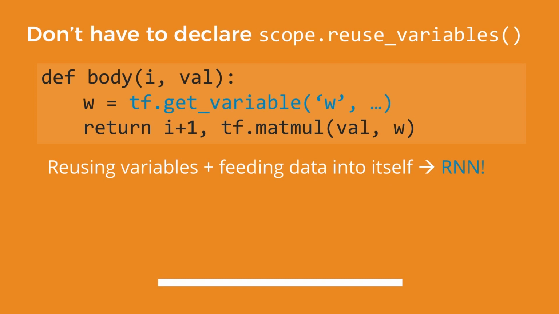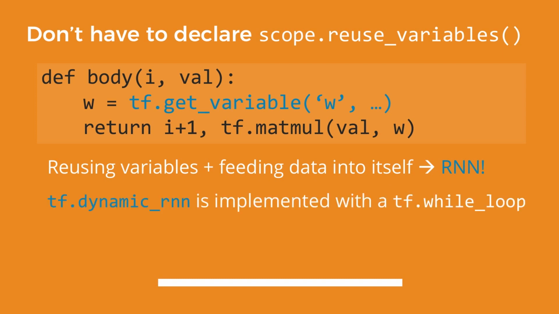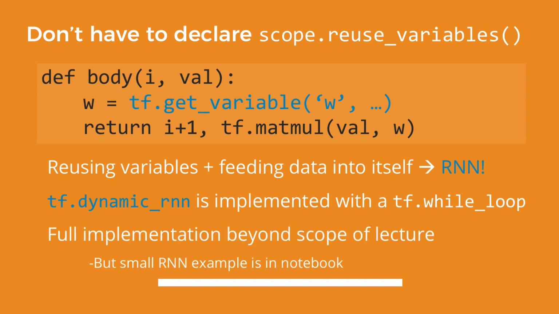And then, again, once you're reusing variables and feeding data back into yourself, you have basically what an RNN is. And tf.dynamic RNN is implemented with a tf.while loop. So I don't have a full, robust implementation of dynamic RNN for you. That's on the TensorFlow GitHub repo. I do have a very simple RNN implementation if you guys are interested in seeing what that might look like in the notebook.